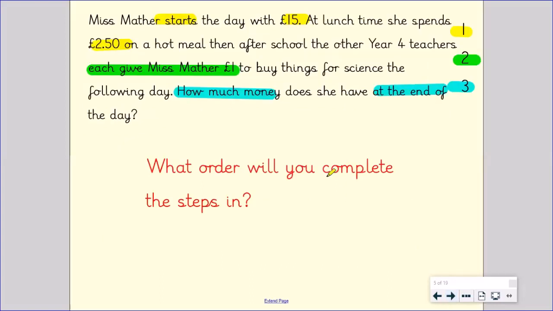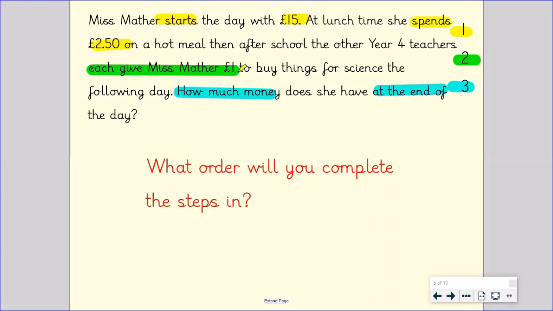All right, so the next thing I'm going to do is I'm actually going to break it down into which order I'm going to complete it in, or what steps I have. This is to help me organize what I'm doing. Okay, so I've highlighted the first step yellow, second green, and the third blue. So I know the first thing I need to do is find out how much she has after she has spent £2.50. That's the first thing I'm going to do.